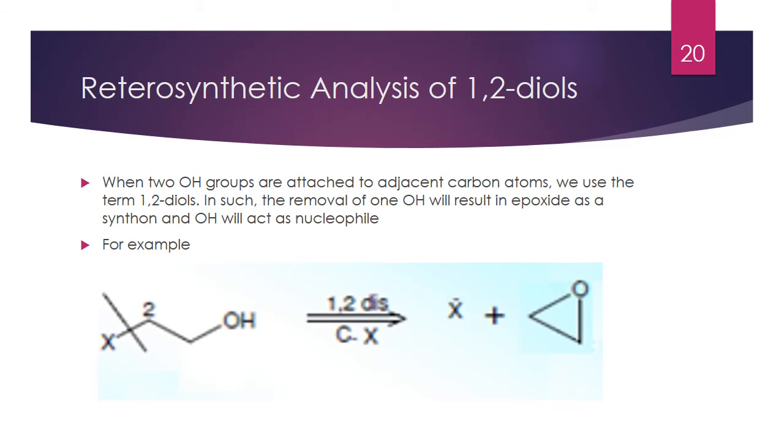So when we have to disconnect a bond, we are considering one OH as an X, just for differentiation purposes. The disconnection will always result in formation of an epoxide and an X negative. So you just imagine that if you have an epoxide, attacking an OH negative charge on the epoxide will result in formation of a diol, which will be a 1,2 diol.